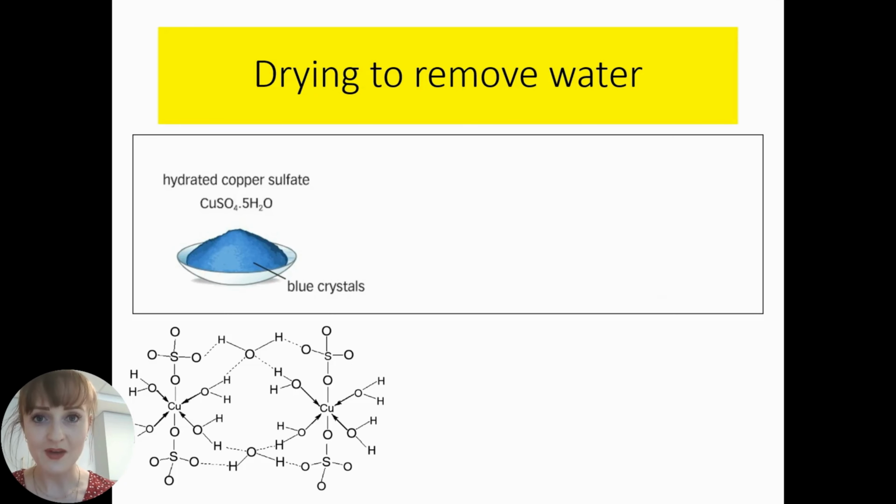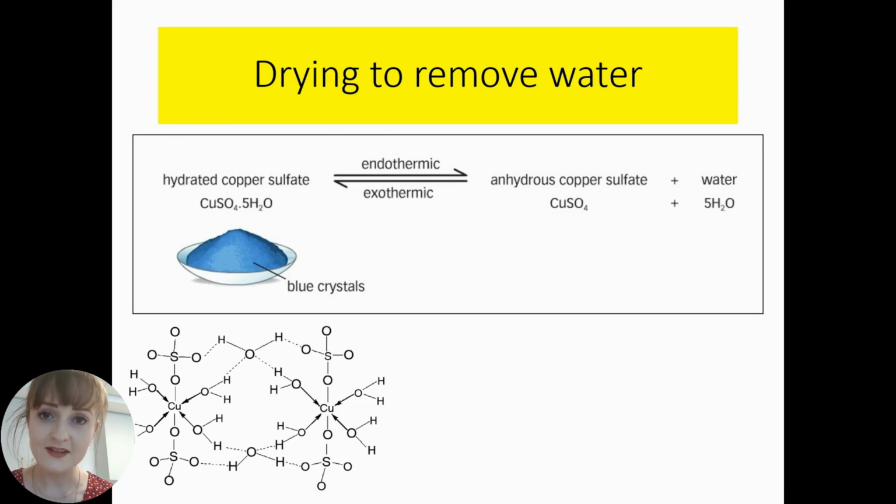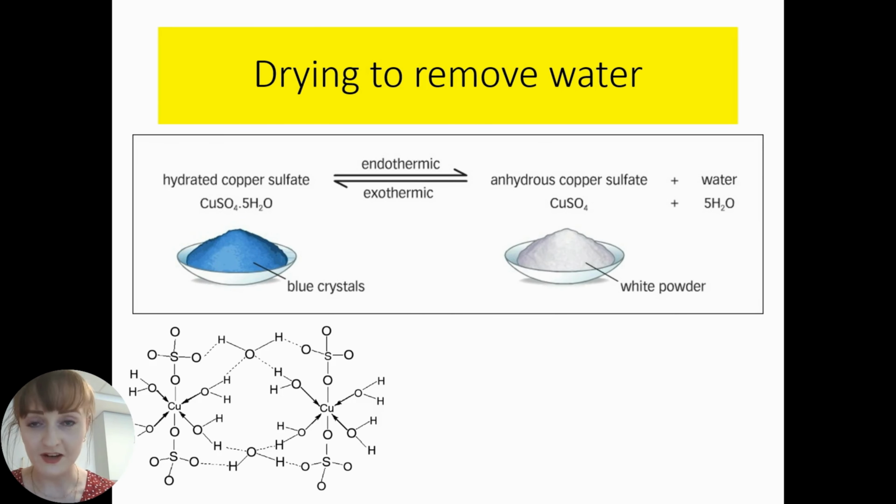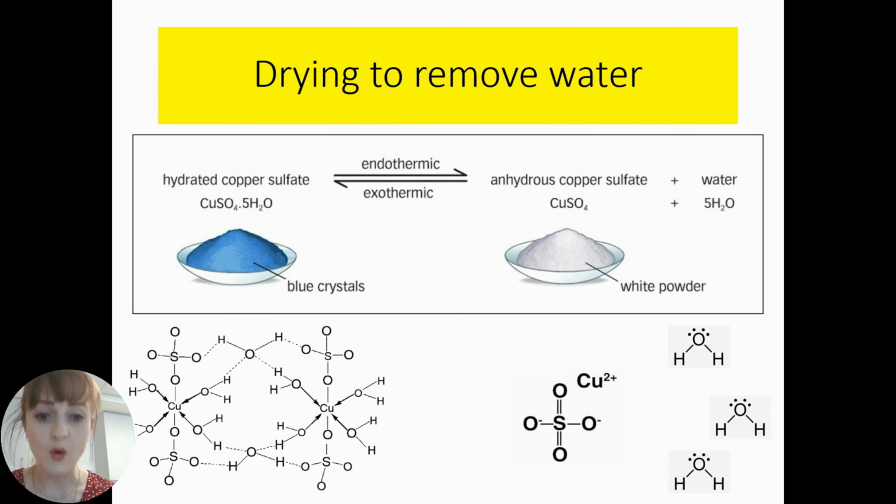What should happen when you heat this hydrated compound is that the water should evaporate. And when the water evaporates, what remains is the anhydrous or dehydrated version of that compound. So for example, copper sulfate as the hydrated version is a very distinguishable blue colour. So you'll start with a blue powder. When all of the water has been removed, you'll be left with just a white powder.